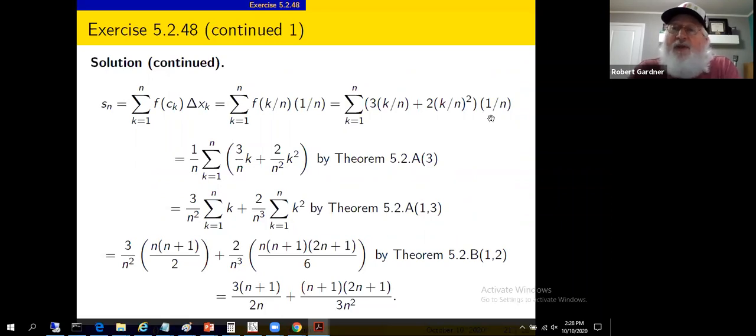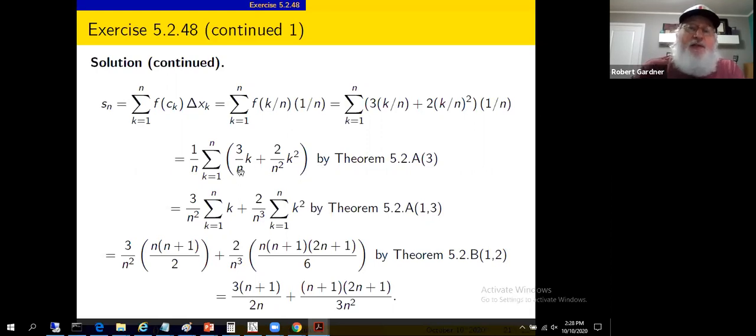So let's bring the 1 over n out front, constant multiple rule. Let's clean this up a little bit. Write it as 3 over n times k. Write this as 2 over n squared times k squared. And I got my eyes on the powers of k. Those are the things I want to get to in the summations because we've got formulas for those.